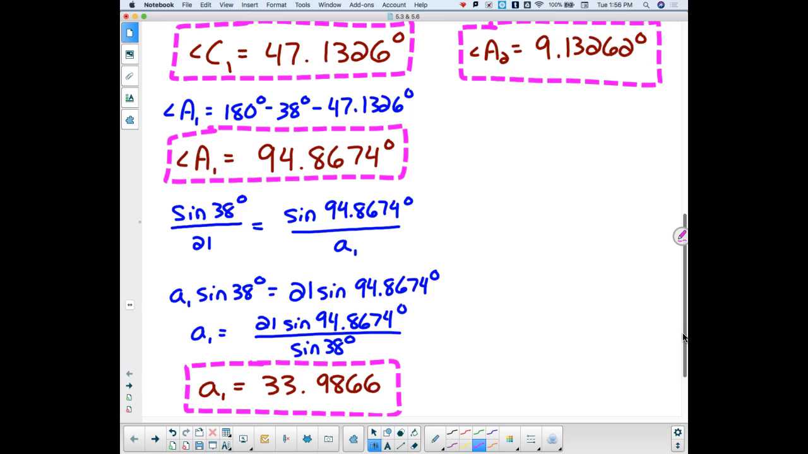You can do it again if you want, but it's right here for you. Side A sub 2 is going to be 21 times the sine now of this angle divided by the sine of 38 degrees. You've already done the work. The only thing that changed was the angle. Will you have to recalculate it on your calculator? Yeah, but you've done all the work behind it.